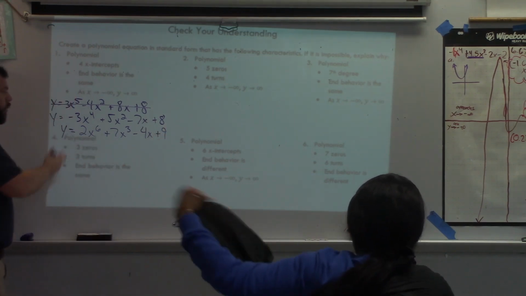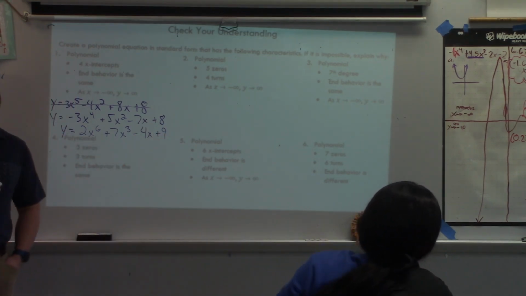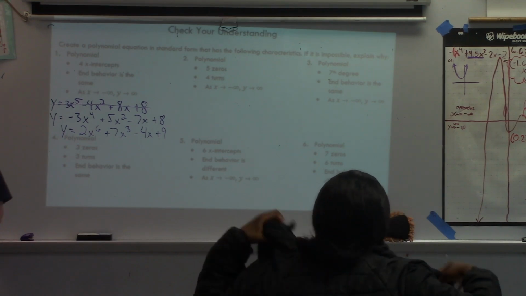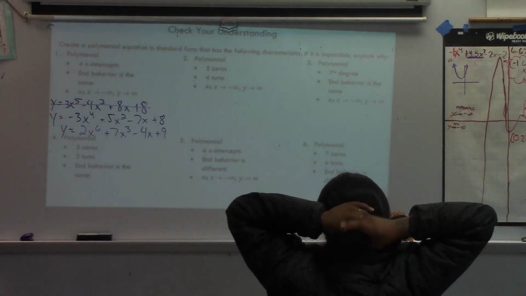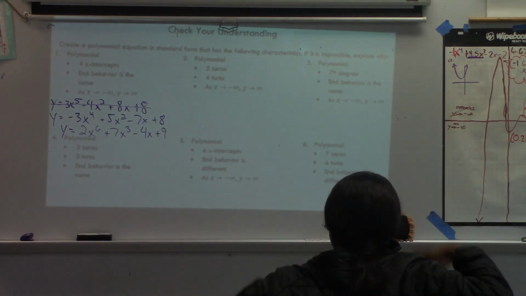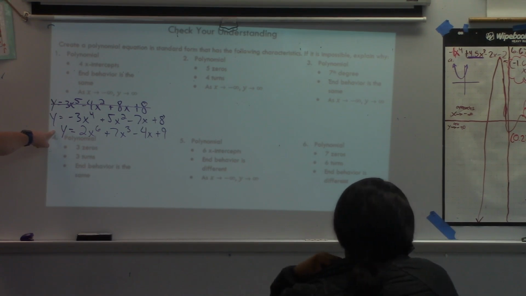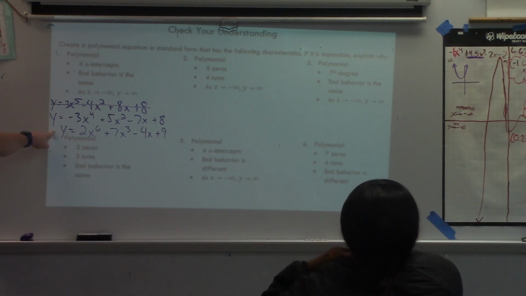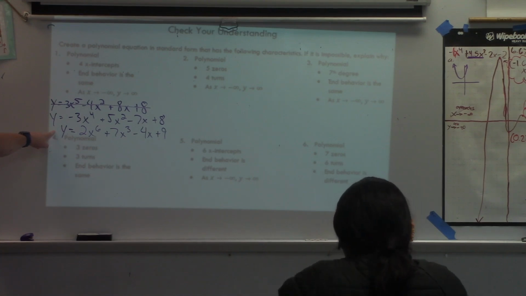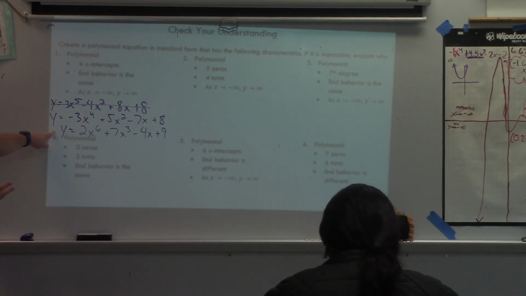Okay? Which of those 2 polynomials could satisfy all of those requirements right there? This one right here? Why this one? So the degree is 6. And you can have 2 imaginary numbers.